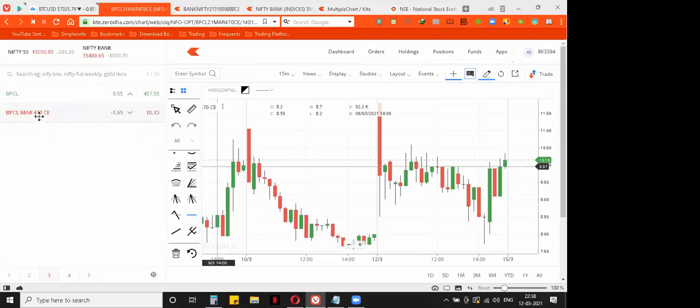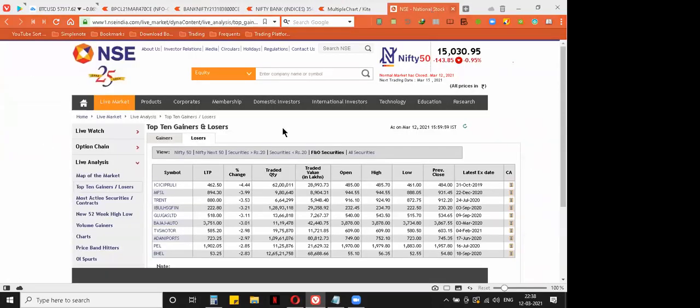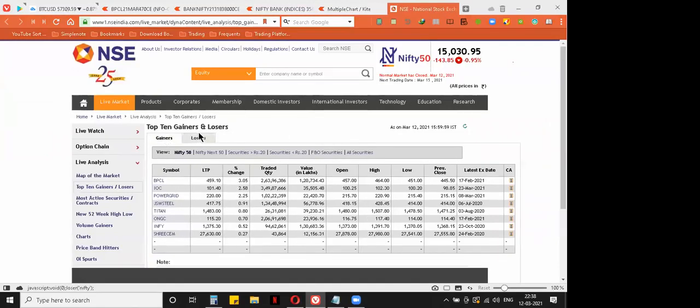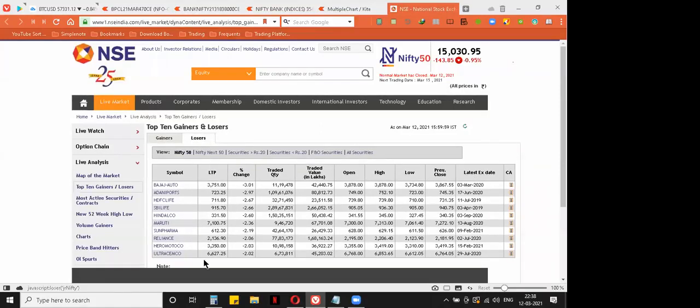So ideally, you are looking at how to trade a stock option. You look at top gainers and losers, right? Look at your Nifty index, what it is doing, and take the appropriate side. If I had taken, let's say, Hindalco.